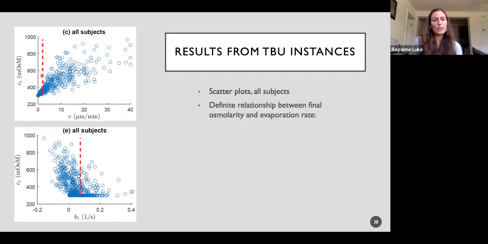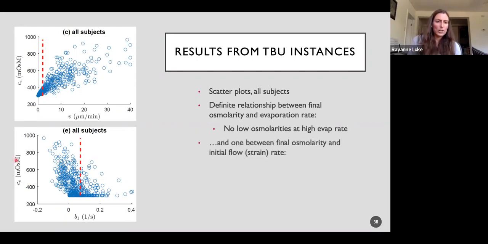If we look at the relationship between final time osmolarity and evaporation rate, we notice that there aren't any low osmolarities at a high evaporation rate. So there's some sort of trend here. I originally thought it might be linear, but with the addition now of more data, maybe it is cubic, maybe it's logarithmic, not really sure. That might need more data to flesh out more. But there's definitely some sort of trend.